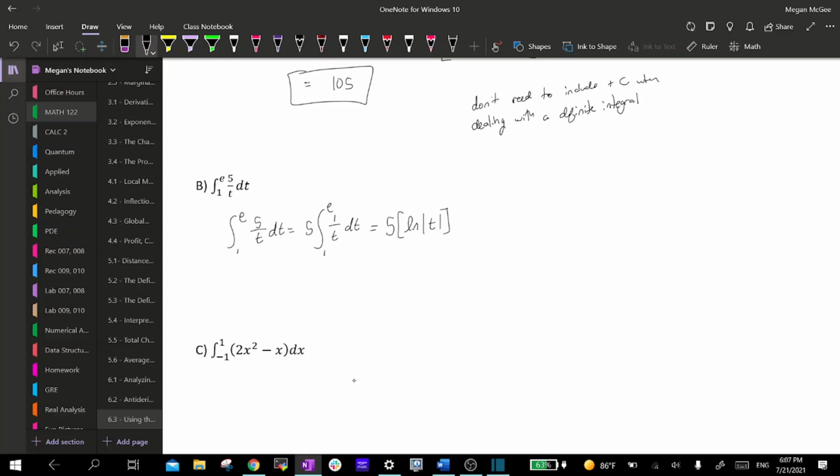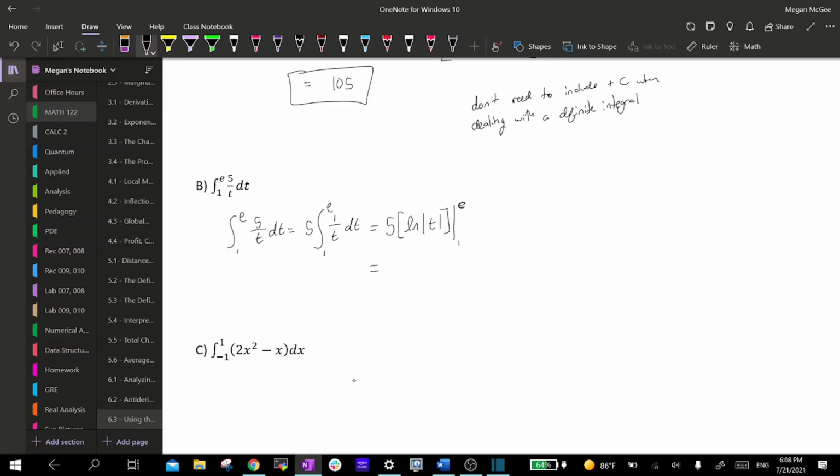And then I don't need to write the plus c because I'm going to go ahead and write evaluated at 1 up to e. All right, so because it's a definite integral, it's going to give us a number, not a family. So we don't need to include the plus c.